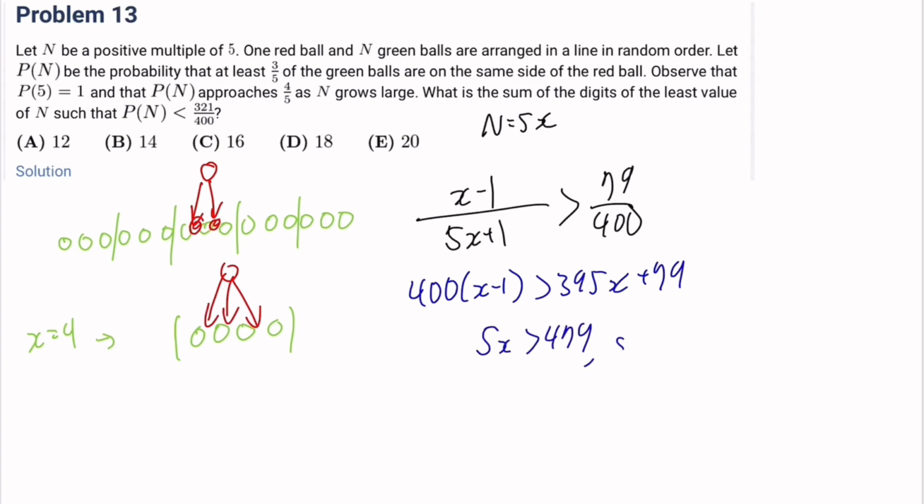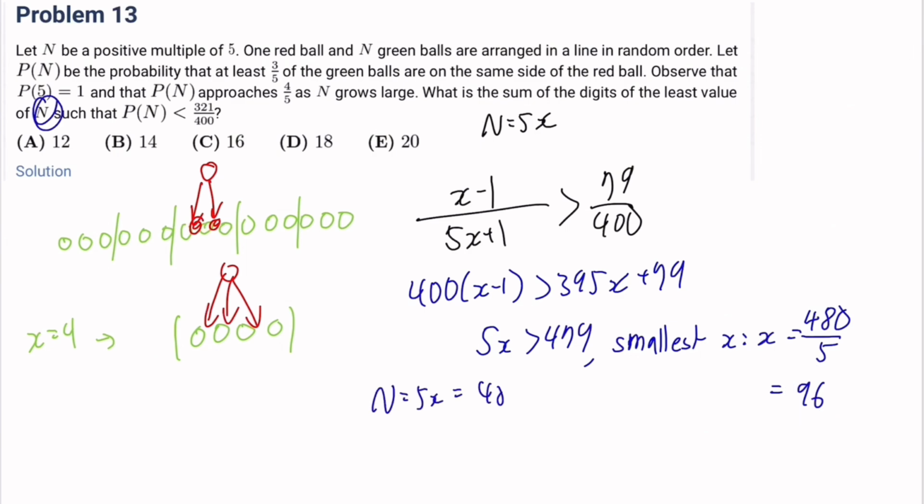And so our smallest x is going to be x greater than 479/5. So the smallest will be when it's 480, so x equals 480/5, and this is going to be equal to 96, right? So that's when x is equal to 96. So the n will be 5x, which is 480. And 480 is our number, so the sum of the digits is 4 plus 8 plus 0, which is 12. And so 12 is our answer.